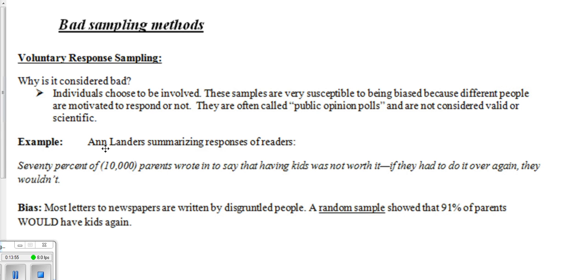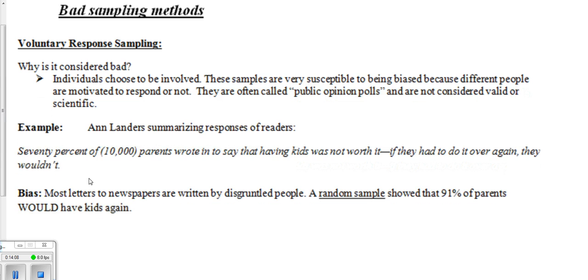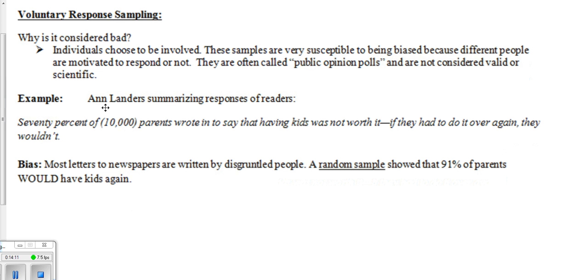So for an example, Ann Landers, summarizing responses of readers, says 70% of 10,000 parents wrote in to say that having kids was not worth it. If they had to do it over again, they wouldn't have kids. Now, normally people who write letters to the editor, like this Ann Landers, are only people who are going to be very angry or very emotional about a certain subject. So if you get 10,000 of these angry people to call in, people who are very passionate about what they have to say, then it might make sense that 70% of them are angry about something, or feel strongly one way or another.